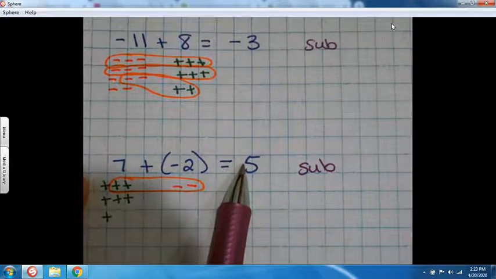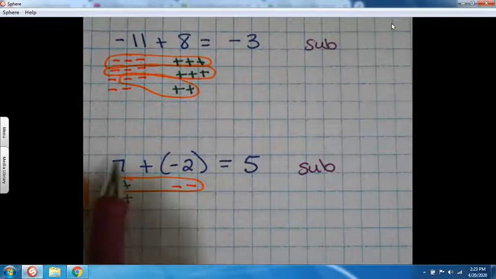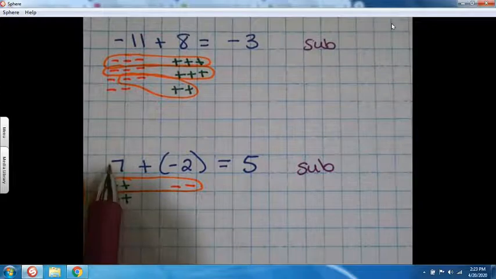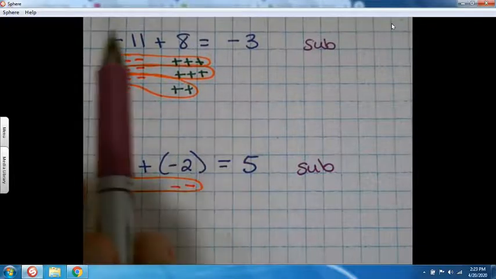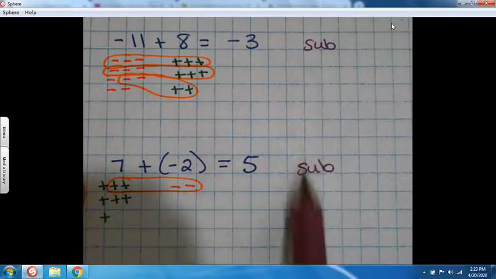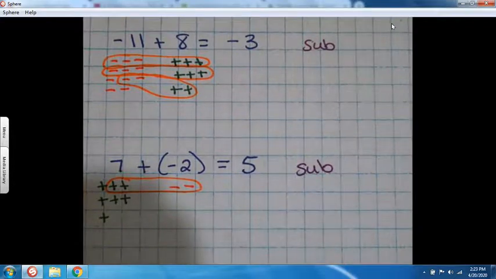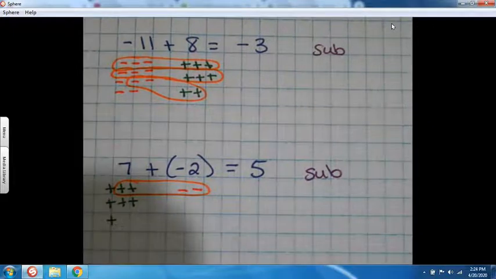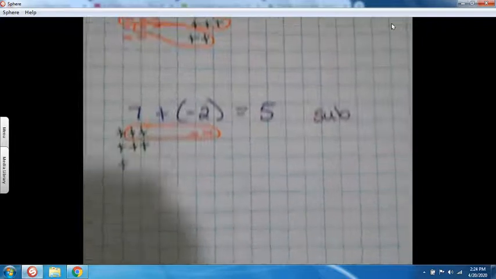So when the signs are different, positive 7, negative 2, negative 11, positive 8, you subtract. So when the signs are different, you subtract. So you should be writing all these examples down. I'm going to write that, this is our rule.